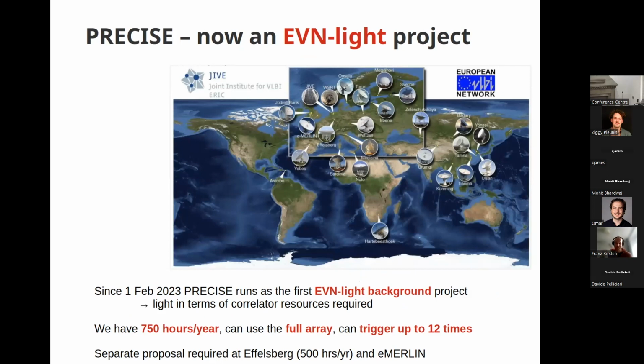We have up to 12 triggers per year. So we can correlate 12 of our observing runs, which depends a bit on the year, can prove tight or not. Some years we get more bursts than others. At Effelsberg, and also for eMerlin, we still need to propose separately.